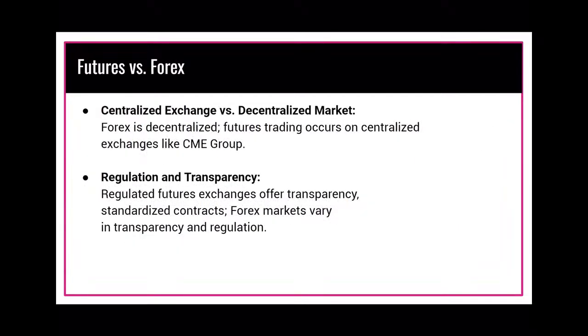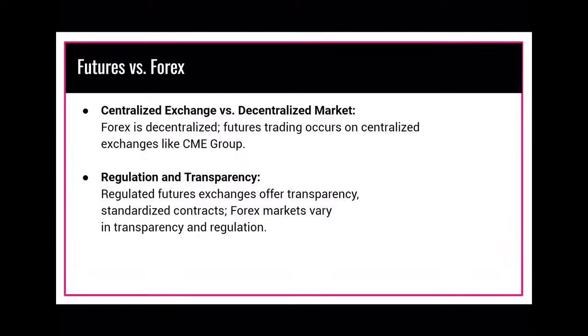Now let's take a look at Forex versus futures, comparing these two. Centralized exchange versus decentralized market. Forex trading occurs in the decentralized foreign exchange market, where currencies are traded over the counter. Futures trading, on the other hand, takes place on a centralized exchange like that provided by the CME Group.